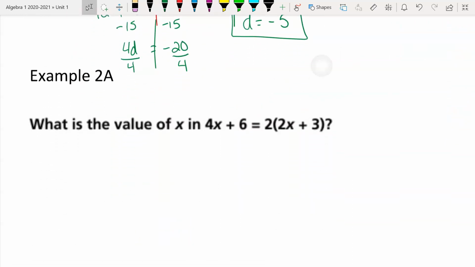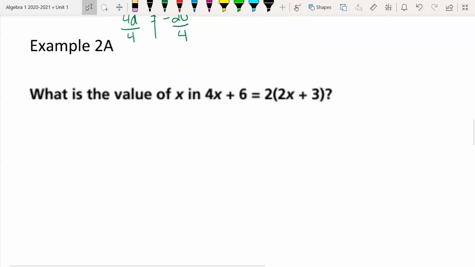So then, let's do another example. We run into something like this. So if I was going to solve this, I need to combine like terms. Sorry, distribute, not combine like terms. I get 4x plus 6.